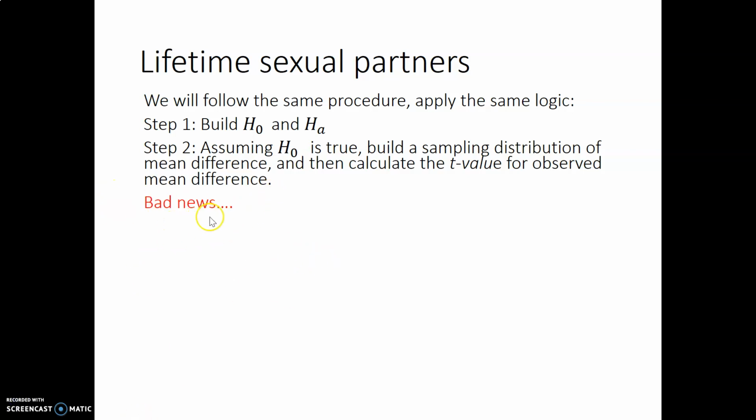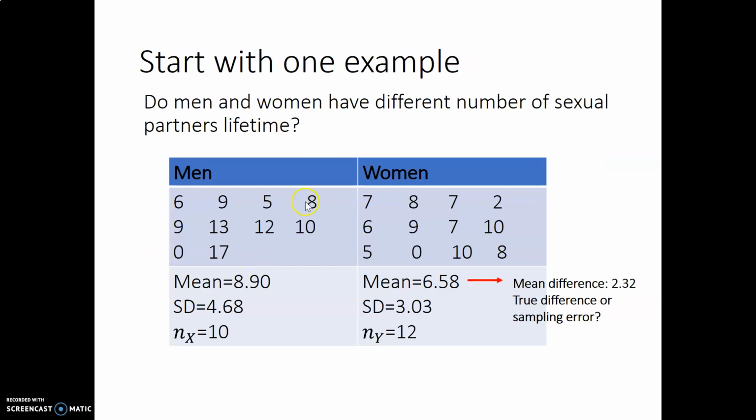But we have bad news here. Let's see what it is. This is the equation we use to calculate the t-score for our observed mean difference, and let's work through it together. The observed difference, the number we plug in here, is the mean difference we calculated for our two samples. Back to the previous slide, we plug in this number, the mean difference between these two groups.